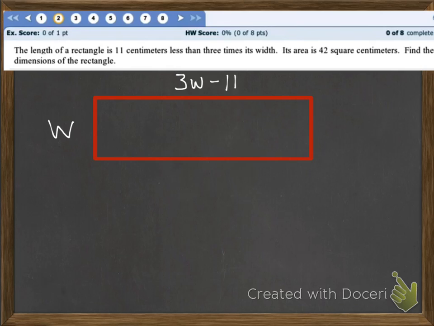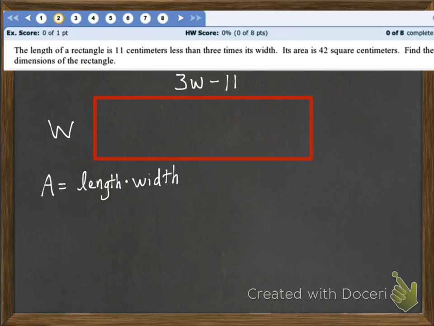Now at this point we have expressions for the length and the width. And so now we move on to what the problem says. The area is 42 square centimeters. Well, you need to remember that area is length times width. So if we take our length, which is 3W minus 11, times our width, which is W, we would get the area of 42 square centimeters.